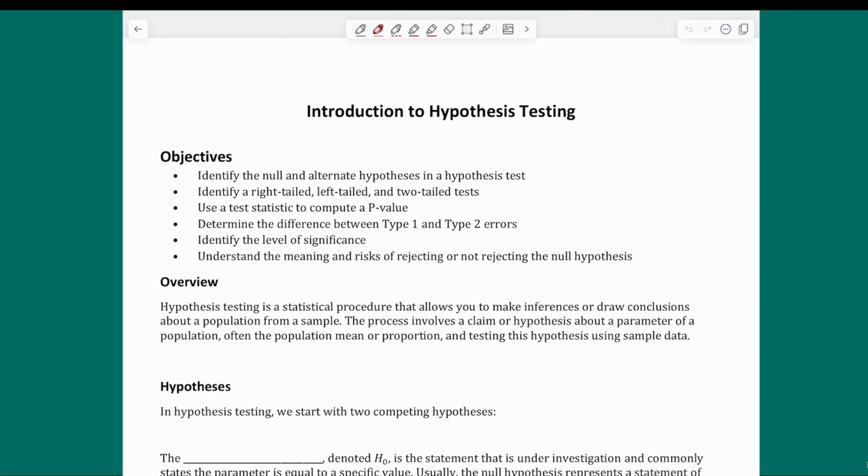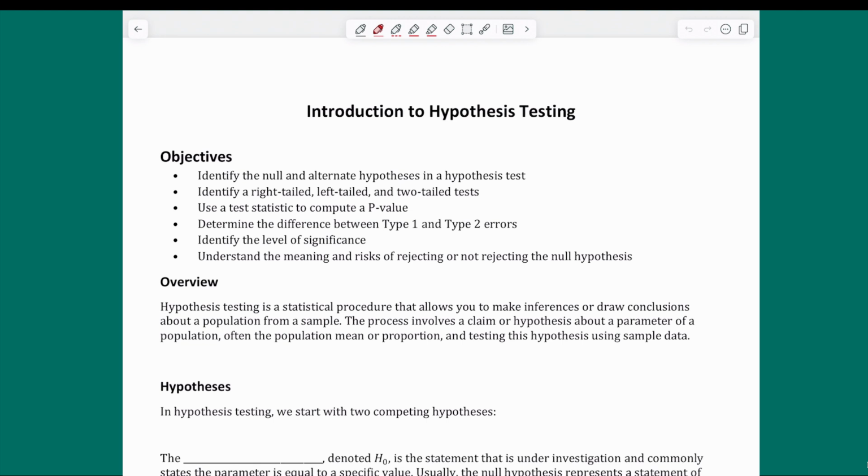All right, in this video, I'm gonna give an introduction to hypothesis testing. The objectives, hopefully, are to identify the null and alternate hypothesis in a hypothesis test, identify a right-tailed, left-tailed, and two-tailed test, use a test statistic to compute a p-value, determine the difference between type 1 and type 2 errors, identify the level of significance, understand the meaning and risk of rejecting or not rejecting the null hypothesis.